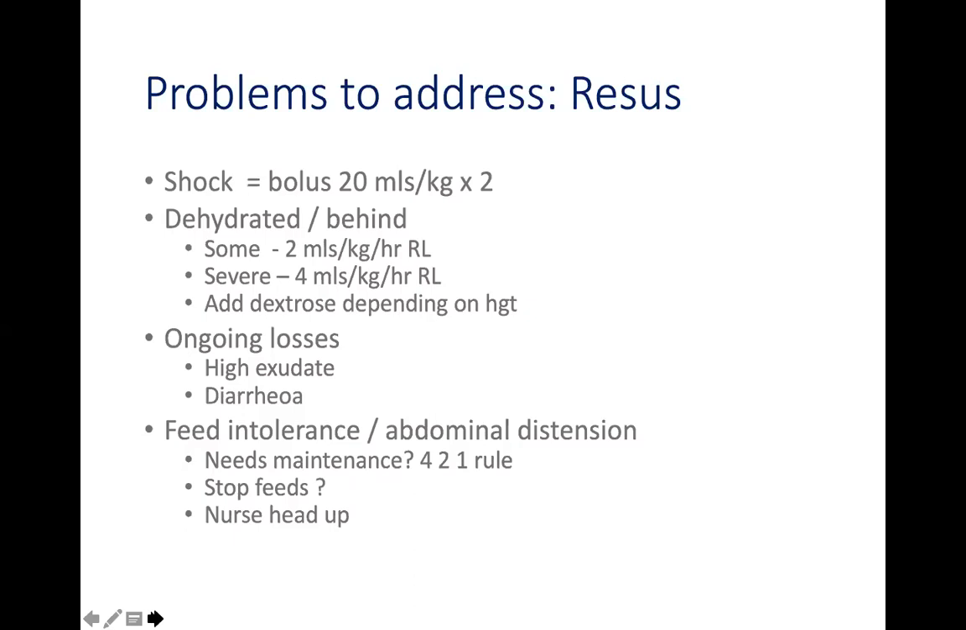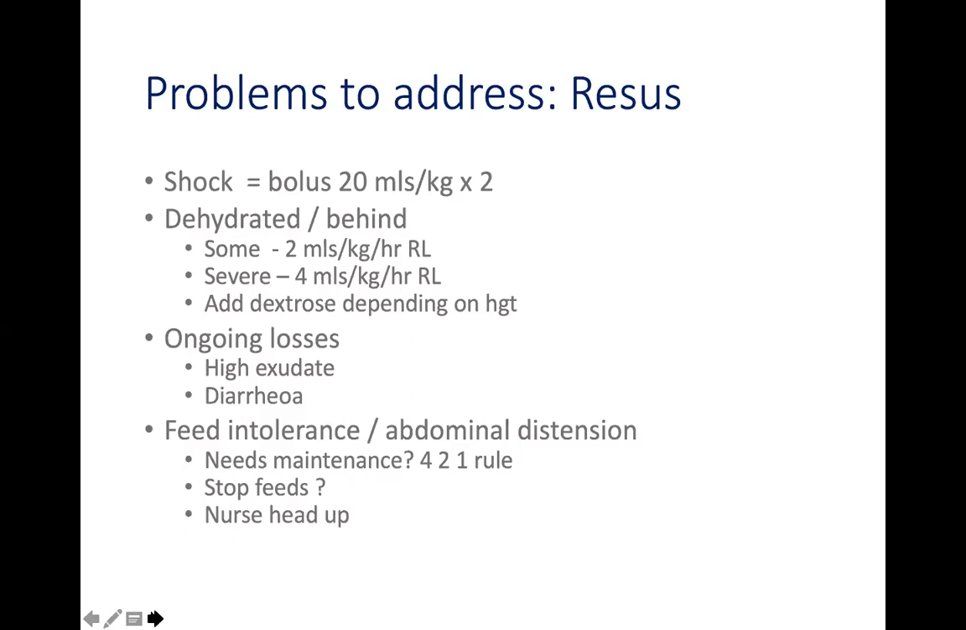If we've got feed intolerance, abdominal distension, and that NG is on free drainage, you definitely need to be adding dextrose to this maintenance fluid. And for ease of working it out, I would work out the 4-to-1 rule plus the 4 mils per kg per hour as a total rate, and then just add the dextrose into that.